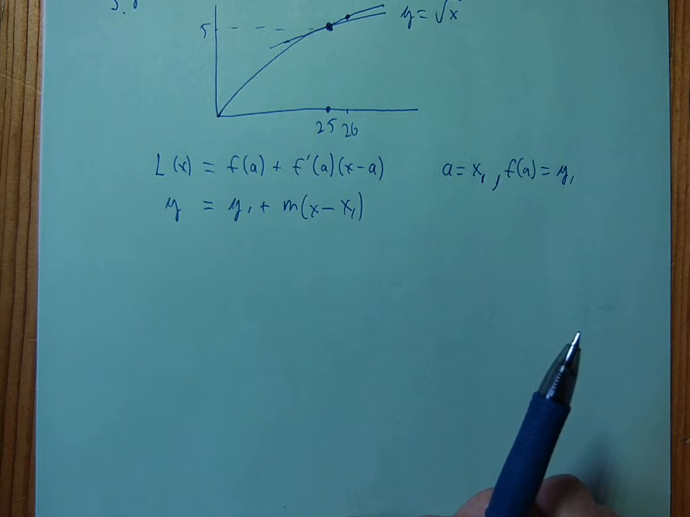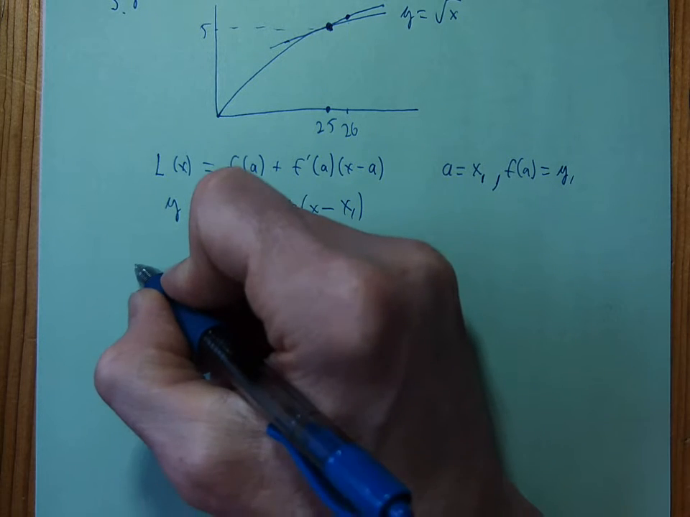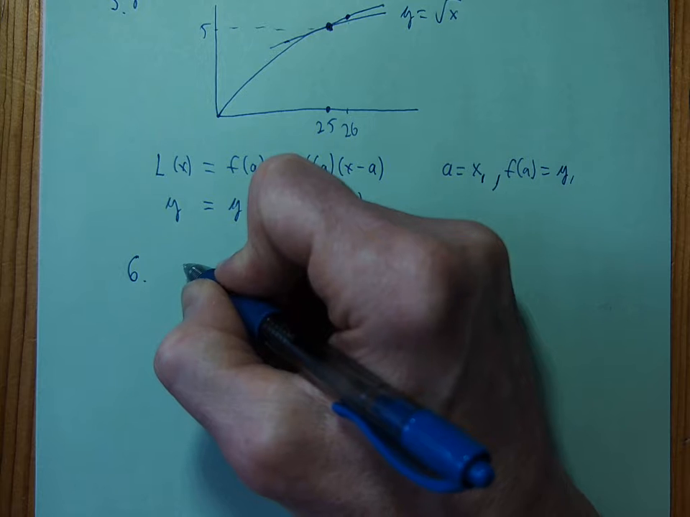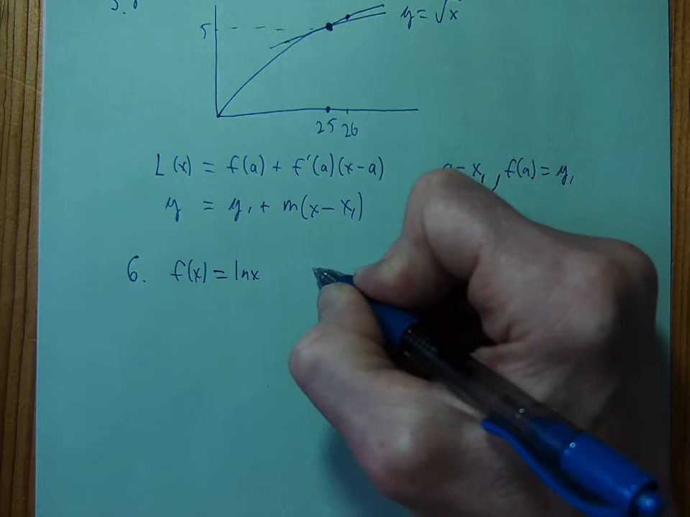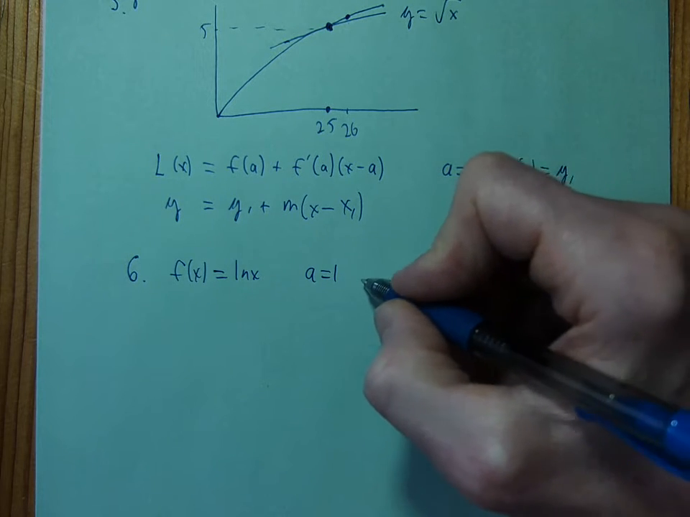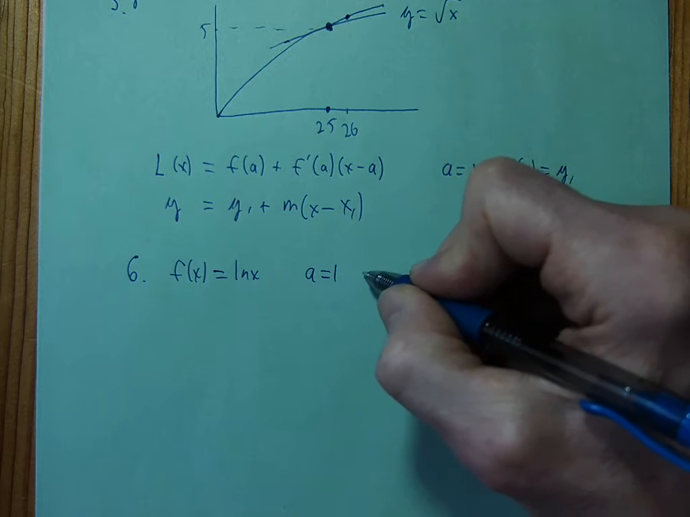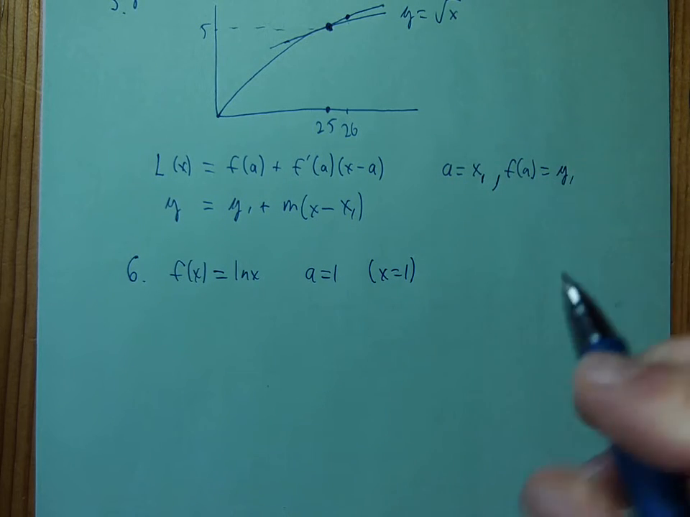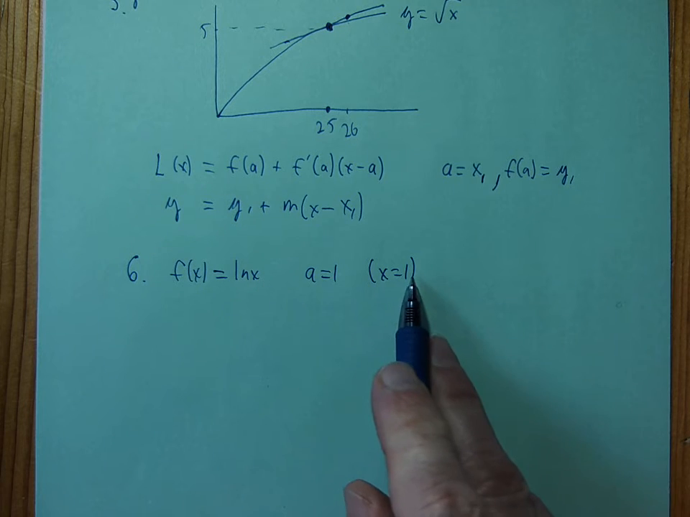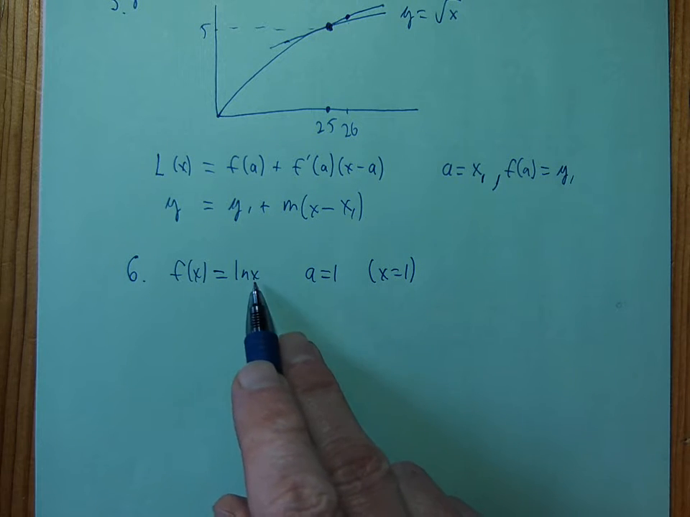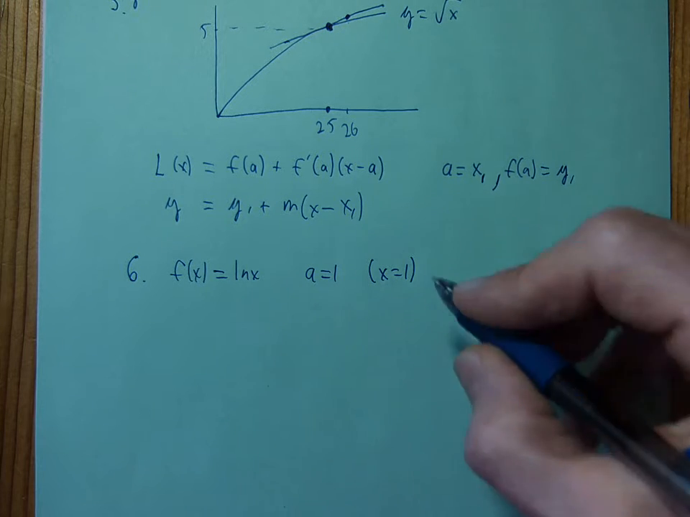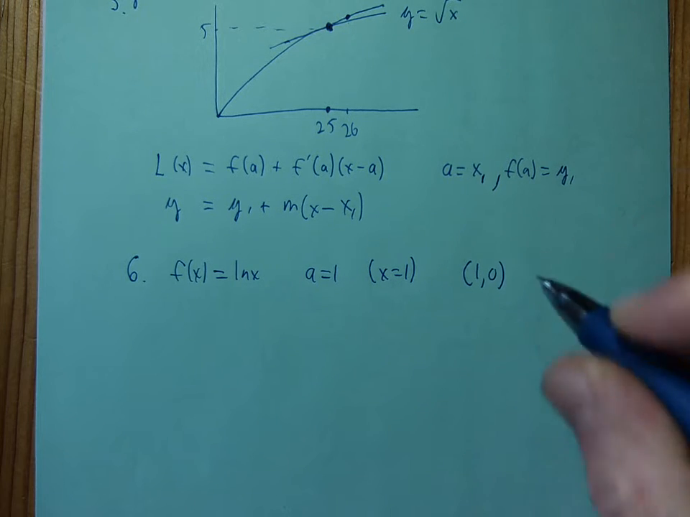So let's see. Let's do number 6. Number 6 says, they want you to linearize f of x equals ln of x at a equals 1. And a is just the x value. They like to use the letter a, but basically they're saying at x equals 1, let's approximate the ln curve with a line at x equals 1. Okay, so we have a point: when x equals 1, what's y? When x equals 1, ln of 1 is 0, because e to the 0 is equal to 1. So our point is (1, 0), and now we need a slope.